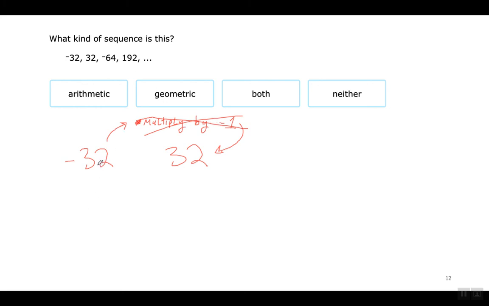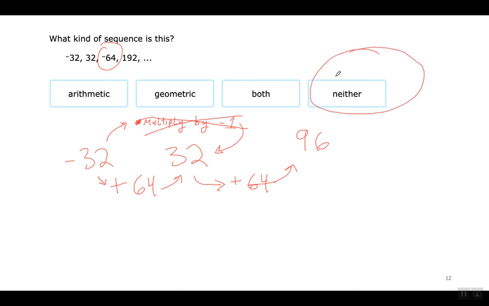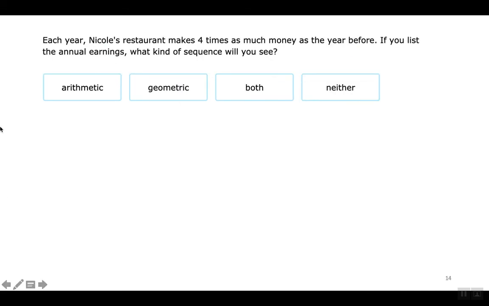The other option to go from negative 32 to positive 32 would be to add 64. Okay, that works as well, but when I try to check whether 32 plus 64 is the next term in the sequence, it's not. 32 plus 64 is 96, and that's not what's there. All right, so this is neither. No puede ser ninguno de los dos, porque si suma 64 cada vez, el tercer término sería 96. All right, these are the types of questions you'll see in the challenge zone.